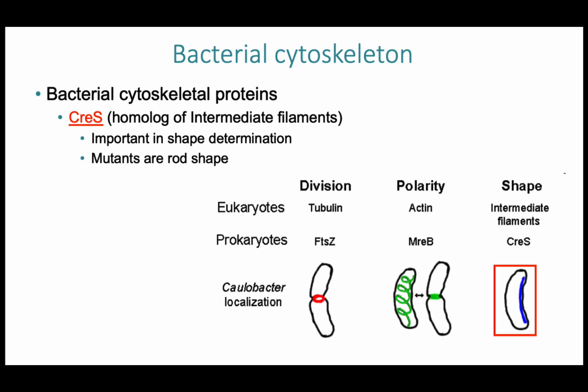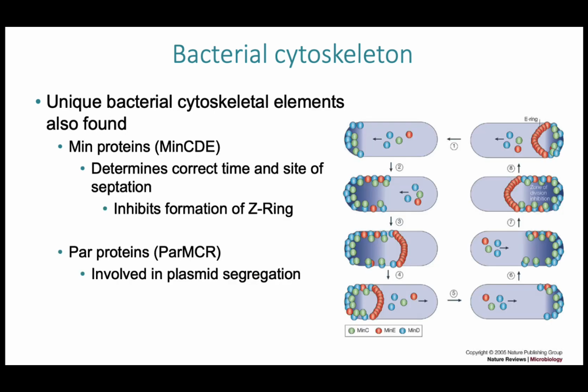So again, bacterial proteins can make up part of the cytoskeleton, just like we see in eukaryotic systems. And bacteria also can have their own unique cytoskeletal proteins. They have proteins that belong to this family called MIN, M-I-N, that helps to determine when and where the septum will form. The septum is the part that helps with the cell division. There are also PAR proteins, P-A-R, that are involved in helping a cell determine where to keep its plasmids.